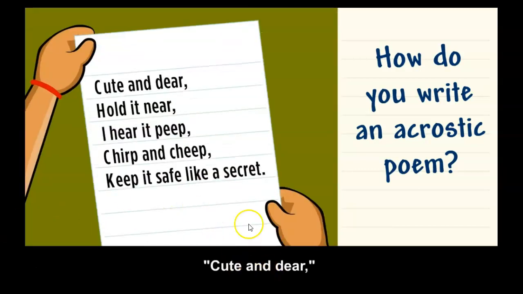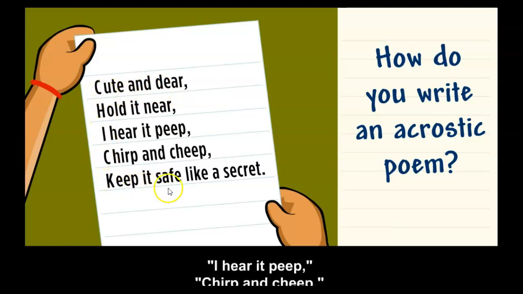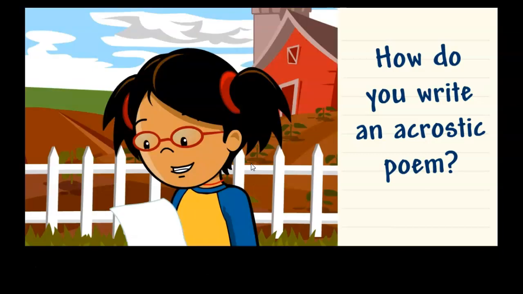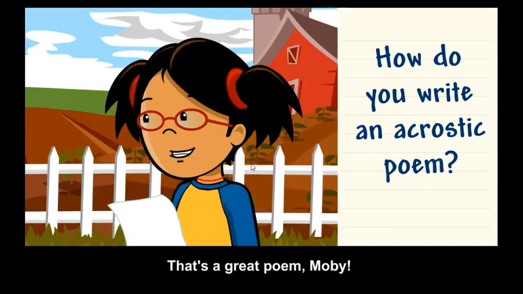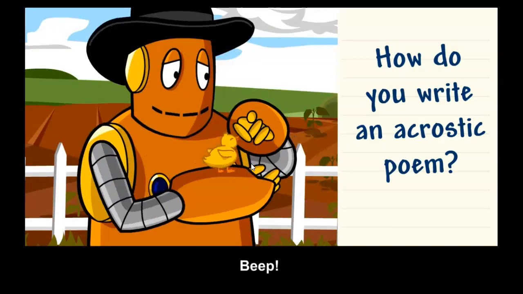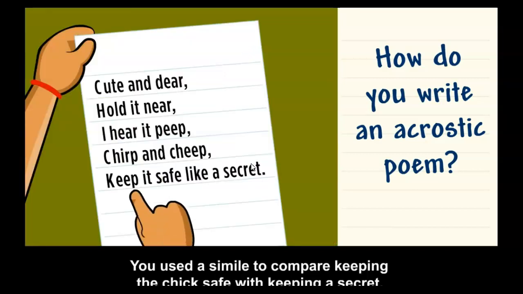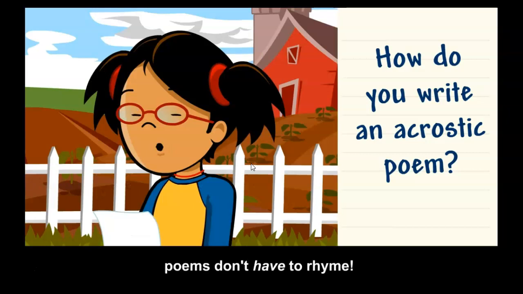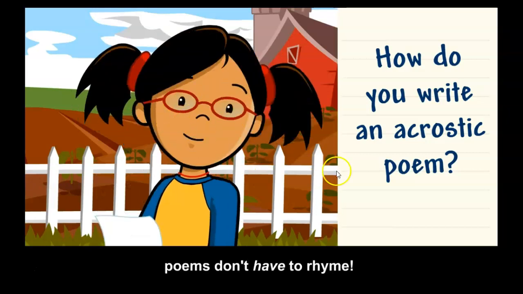Cute and dear, hold it near. I hear it peep, chirp and cheep. Keep it safe like a secret. That's a great poem, Moby. You used a simile to compare keeping the chick safe with keeping a secret. You also used some rhyming words, but poems don't have to rhyme.